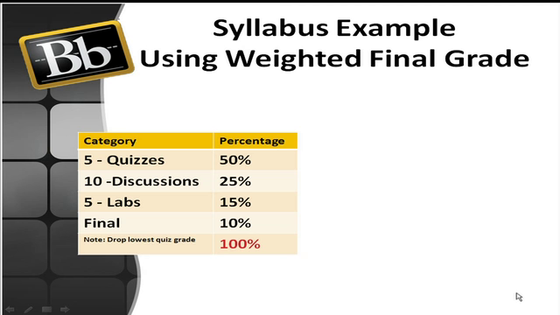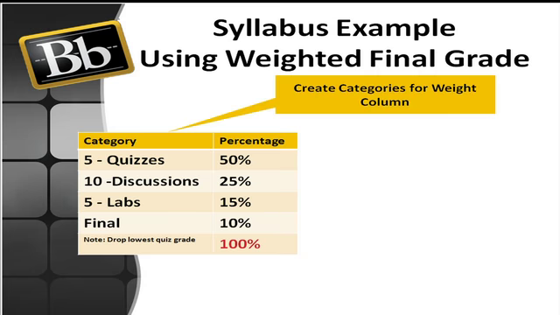Now another example would be in your syllabus if you're using weighted final grades. Now this example shows that I have 5 quizzes and they're worth an overall of 50% of my final grade. I have 10 different discussions worth 25% of my final grade, 5 labs worth 15%, and a final worth 10%. And then I also noted that I dropped the lowest quiz grade. So overall this is 100% of the grade based on these percentages in the different categories.